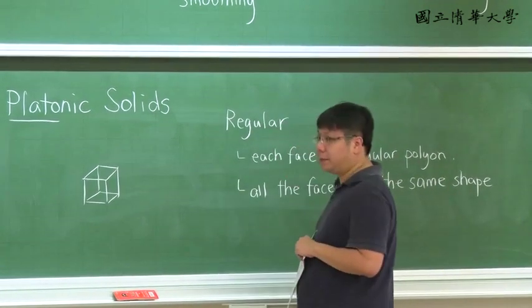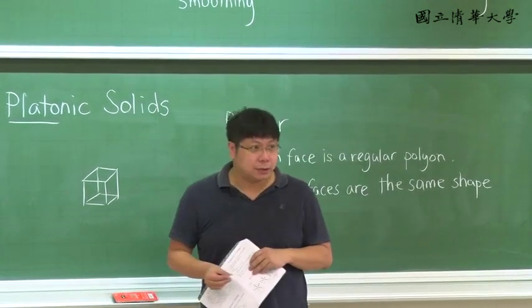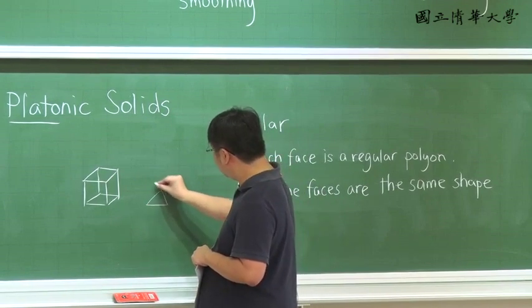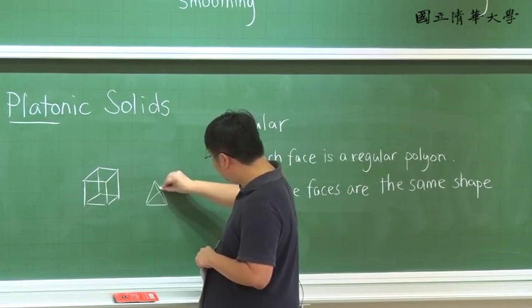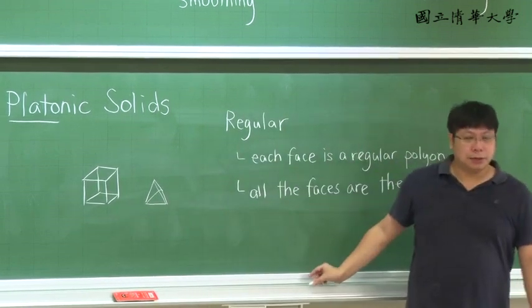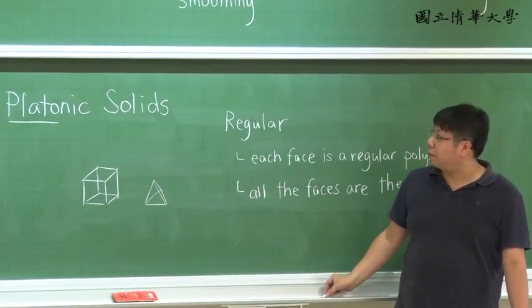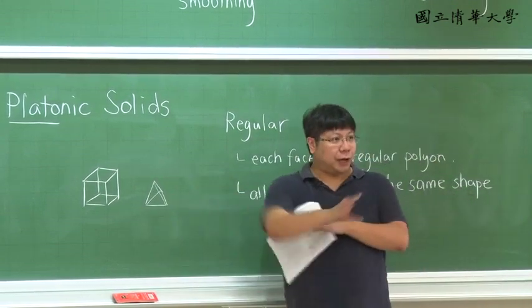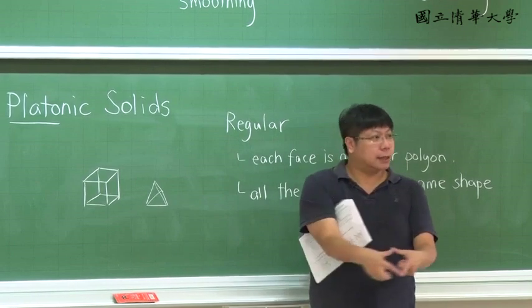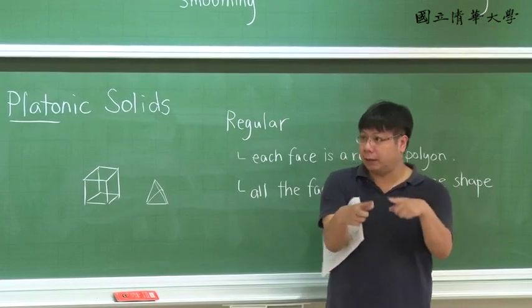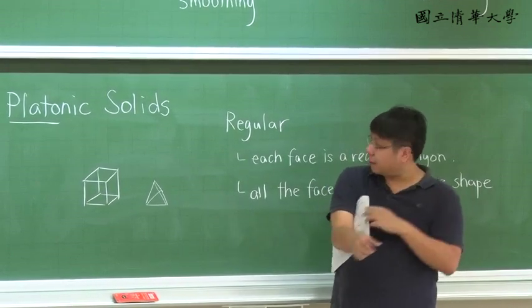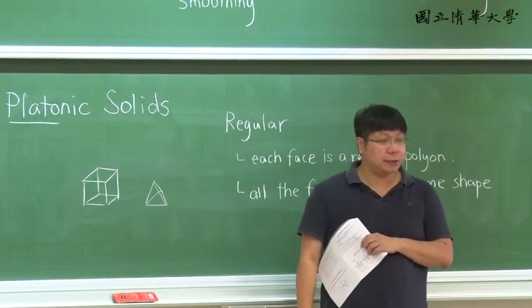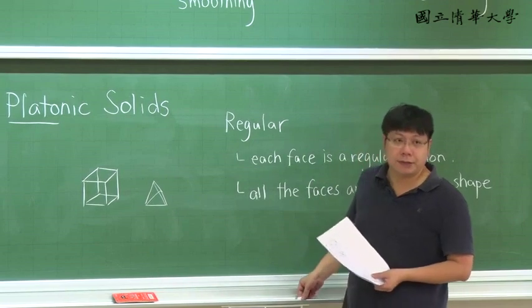And there is another example. So if you start by using an equilateral triangle, then you have this tetrahedron. So tetrahedron is another form of this kind of Platonic solid, because each face is an equilateral triangle. They have the same side on each one, and then there are 4 faces, and each face is also an equilateral triangle of the same shape.